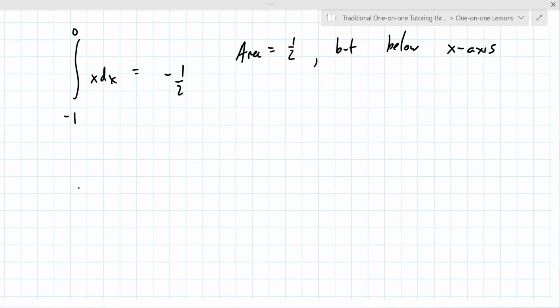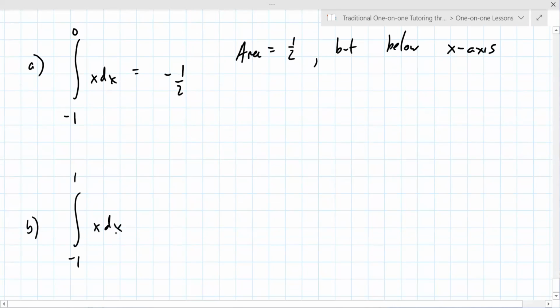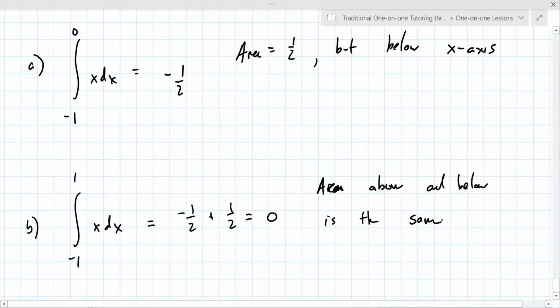So now that's part A. Part B would be, what is the integral from -1 to 1 of x dx, and it equals -1/2 plus 1/2, which equals 0. And that's because the area above and below is the same. Okay.